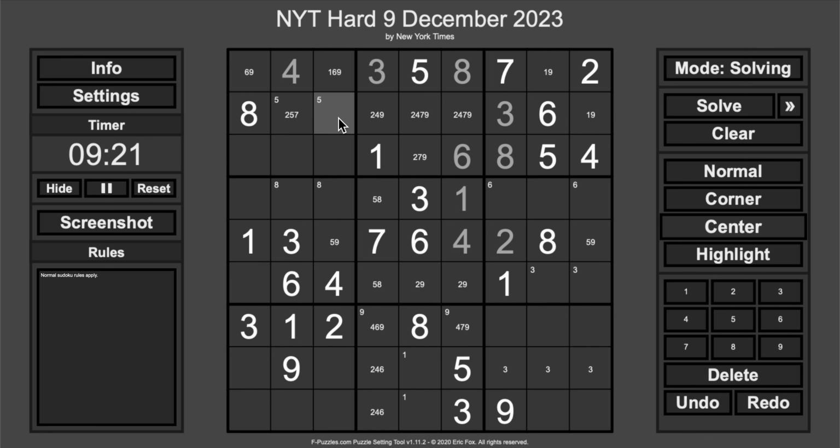That sees 2, 3, 4, 6, 8. It's 1, 5, 7, 9. These are not 1, 4, 5, 6, 8. 2, 7, and 9, but neither of those are 3. Guess what? That's a 3. Whoops, that's not 9.